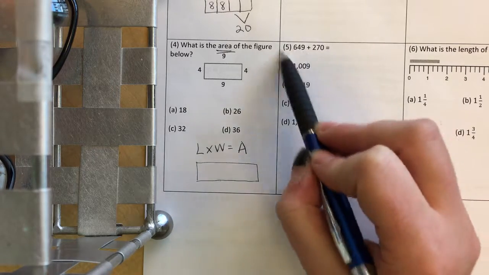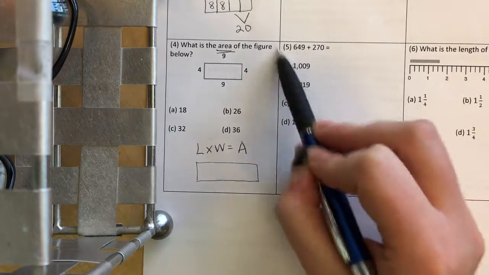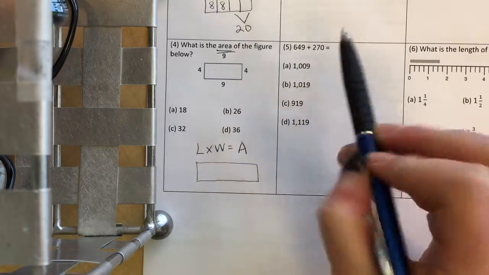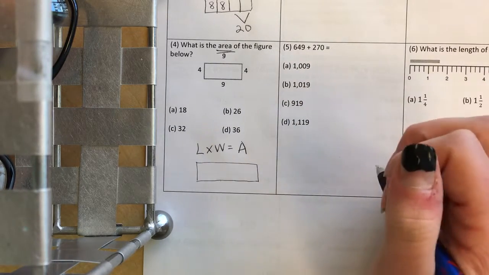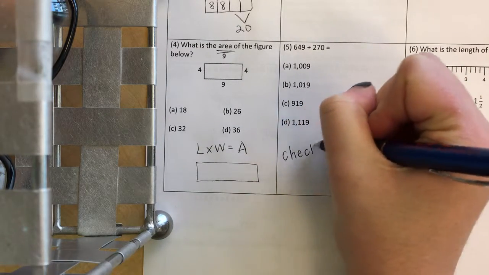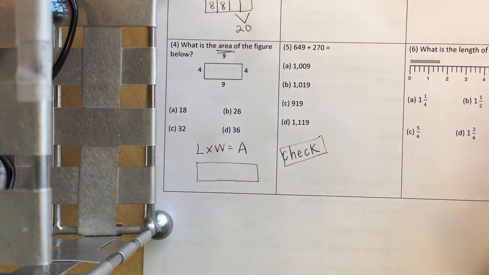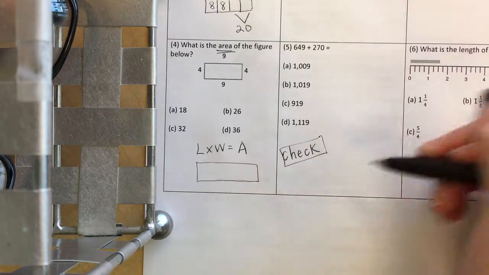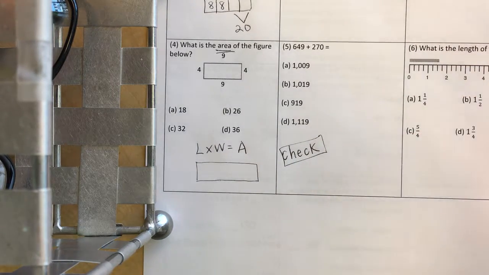Number 5 is one that we cannot afford to get wrong. We must get this one right because it's just using addition. Set up your problem vertically, and you should also do a check using subtraction as well. So I should see your addition work as well as your subtraction work.